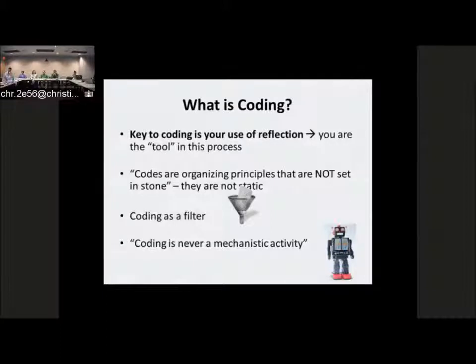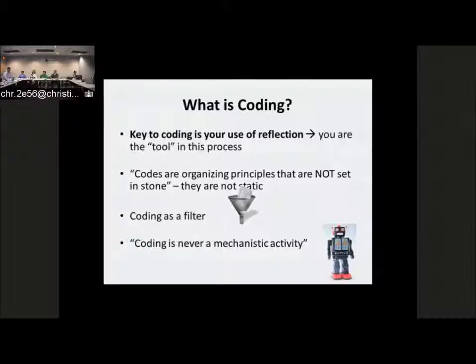So the key to coding is your use of reflection. Again, you are the analysis tool in this particular qualitative method. So your understanding of the situation, of the phenomenon that you are studying, is really key. And you have to reflect on that. We talked about this in a number of ways, right? Understanding your status as a researcher, your race, class, gender, all of these things that you bring to the table when you're gathering the data. How might those impact your analysis and interpretation of that data as well? So that's another reason to have other coders who may be seeing what you're seeing, but also engaging with the audience and the participants that you're engaging with.